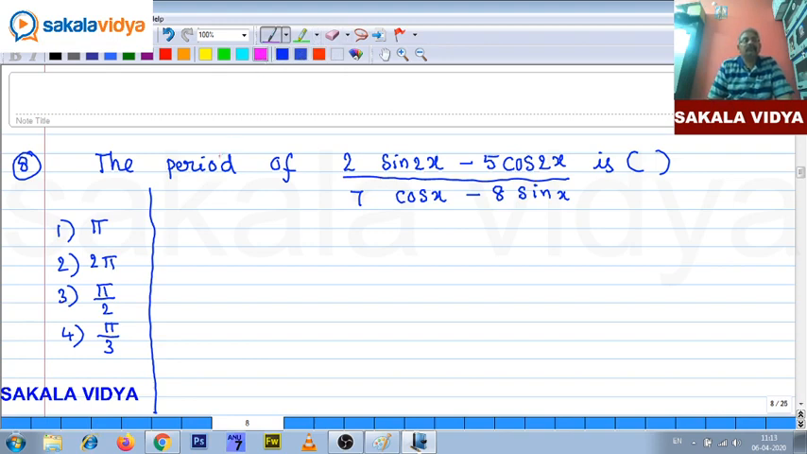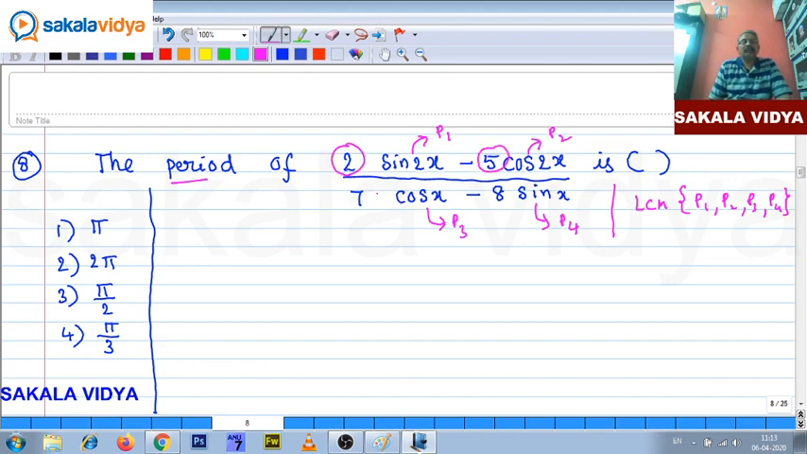So now the period of this function, let us say the period is P1 here, period of cos 2x is P2, period of cos x is P3, period of sin x is P4. Our plan is you need to find out LCM of P1, P2, P3 and P4. That's all. Here it does not depend upon this 2, 5, 7, 8. Only depend upon the functions itself only. Let us execute our plan now.